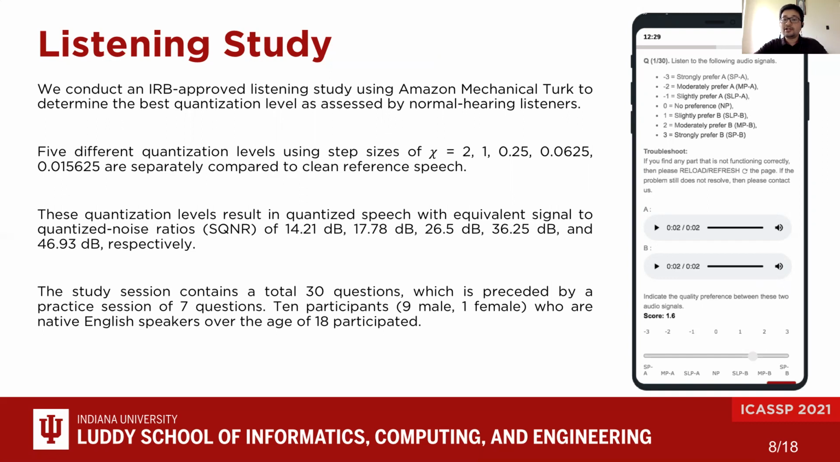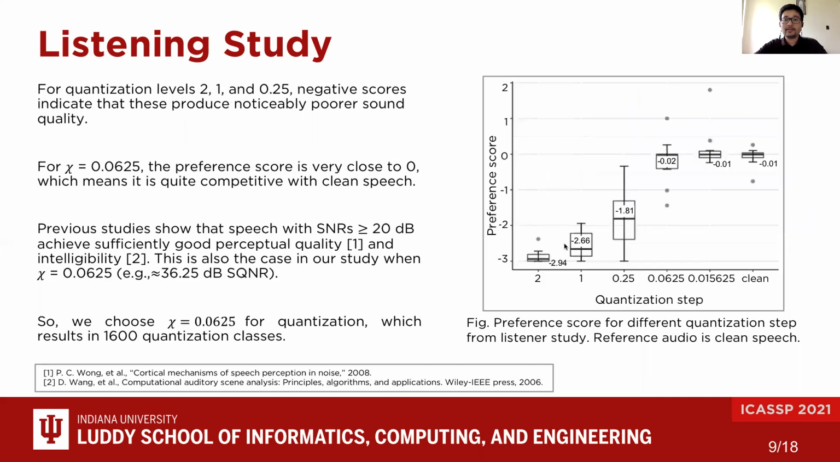The study session contains a total of 30 questions, preceded by a practice session of 7 questions. 10 participants who are native English speakers over the age of 18 participated. On the right-hand side, we show an actual question from the listening study. In each question, a participant listens to 2 audio signals. Then they provide a preference score using a Likert scale ranging from -3 to +3. From the collected responses, we analyze to determine the appropriate quantization step.